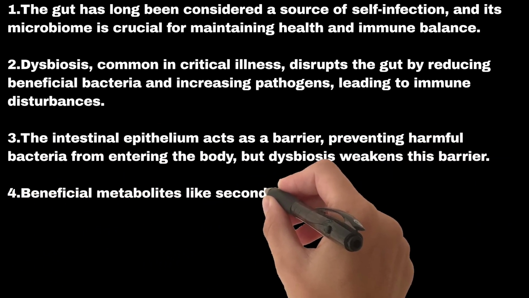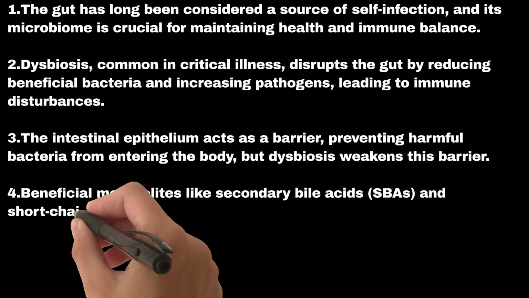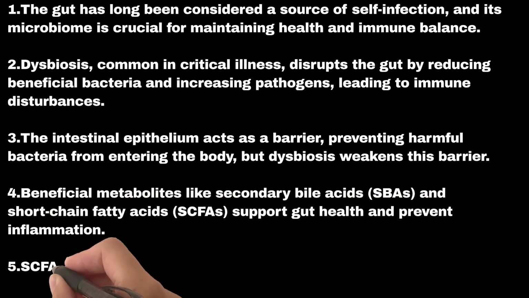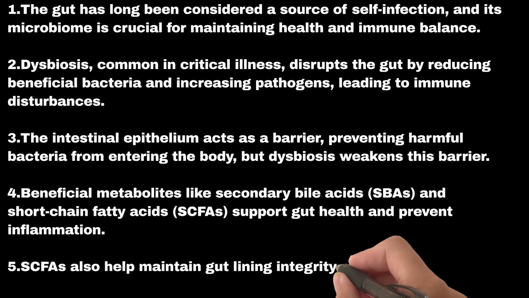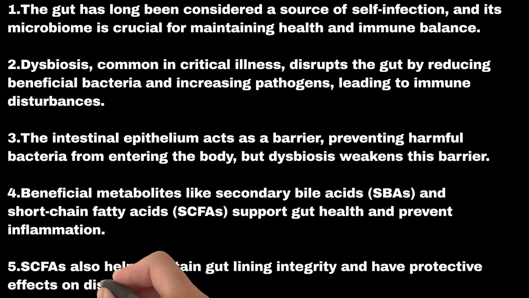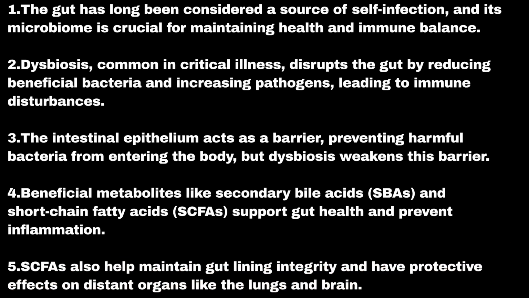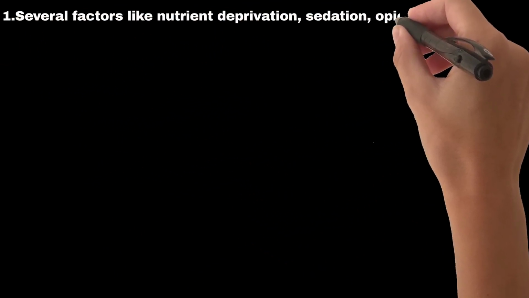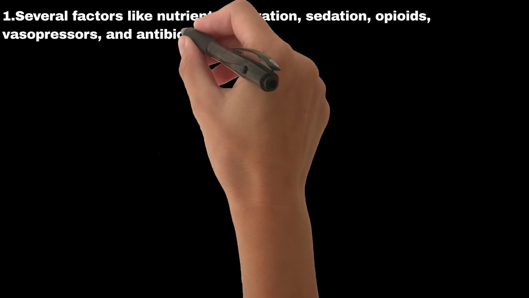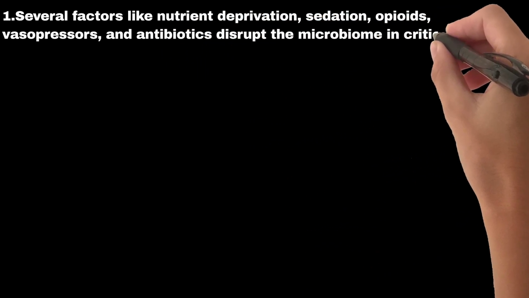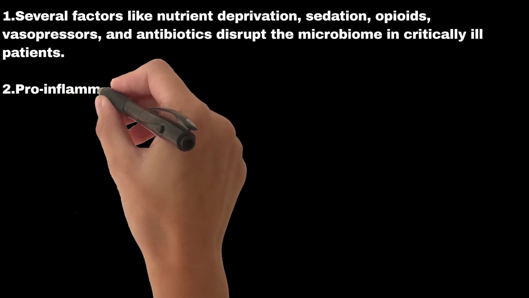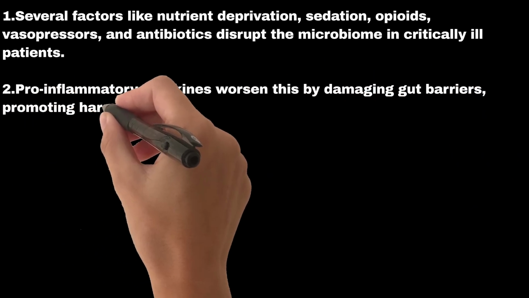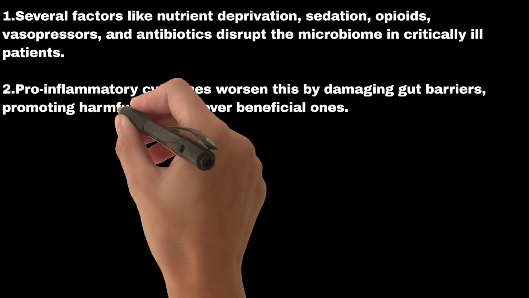Beneficial metabolites like secondary bile acids and short-chain fatty acids support gut health and prevent inflammation. Short-chain fatty acids also help maintain gut lining integrity and have protective effects on distant organs like the lungs and brain. Several factors like nutrient deprivation, sedation, opioids, vasopressors, and antibiotics disrupt the microbiome in critically ill patients. Pro-inflammatory cytokines worsen this by damaging gut barriers, promoting harmful bacteria over beneficial ones.